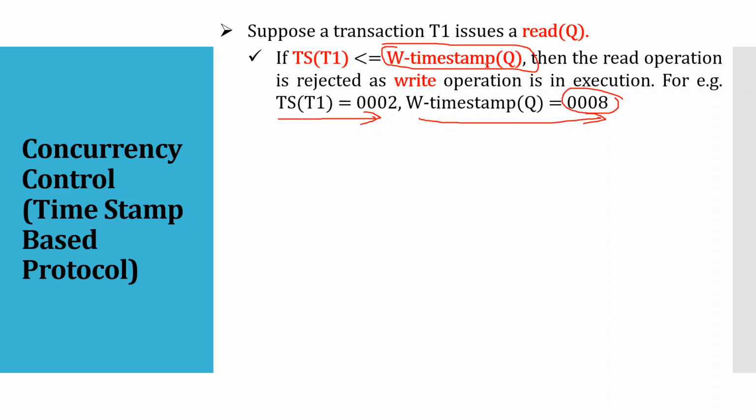And in between, the timestamp manager allocates 0002 to read a particular data item. It means that 2 is less than this 8. So this condition is true.